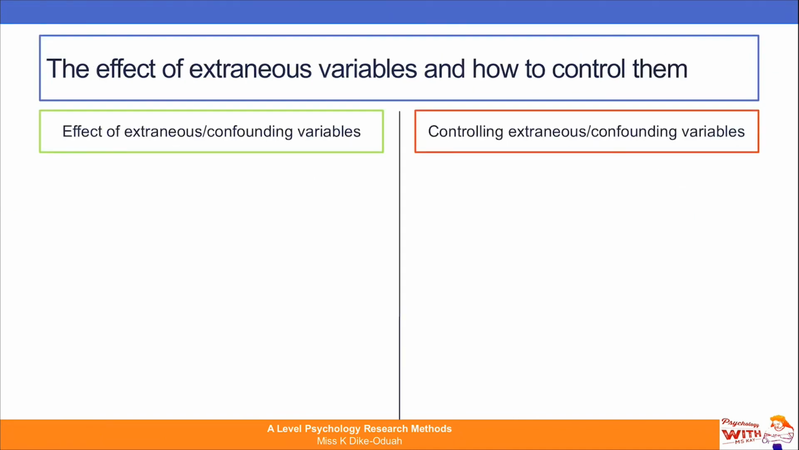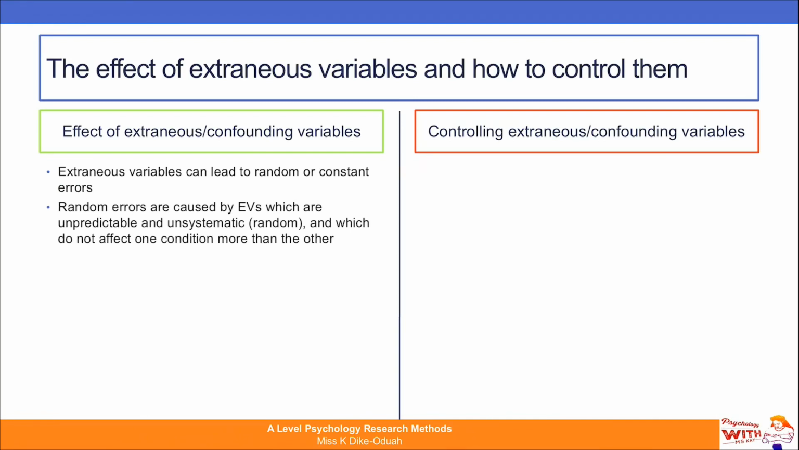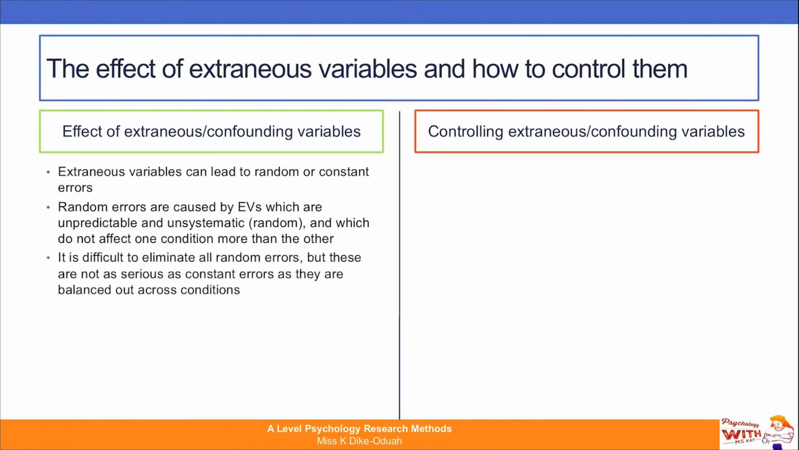Now, there are a number of effects of extraneous variables, and of course, as psychologists, we are solution driven, so we have to make suggestions of how to control them. Extraneous variables can lead to random or constant errors. Random errors are caused by extraneous variables which are unpredictable and unsystematic, so they're random. It is difficult to eliminate.